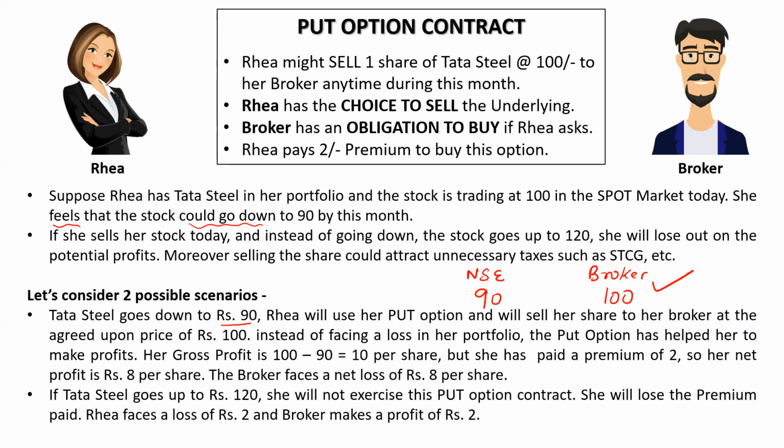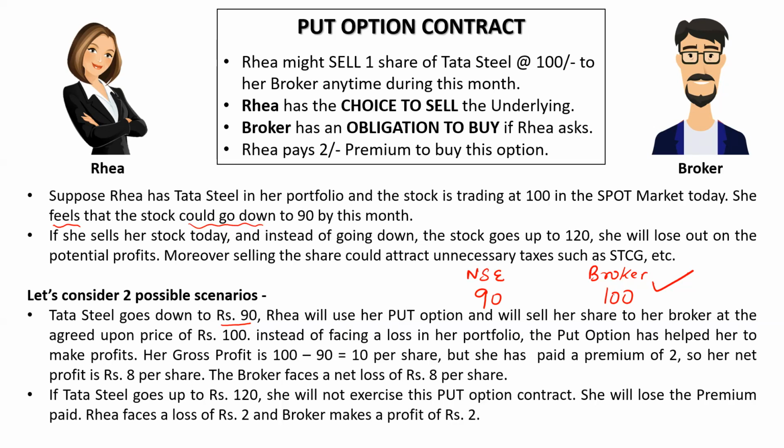Instead of facing a loss in her portfolio, the put option has helped her to make profits. Now, if this option did not exist, then she would have to compulsorily sell her share and she would receive only 90. But because she has an option contract, she is able to sell the same share at 100. The put option has helped her to make profits. Her gross profit is 10 per share because you are able to sell something at 100 when the price is 90. So you're making a profit of 10 per share.